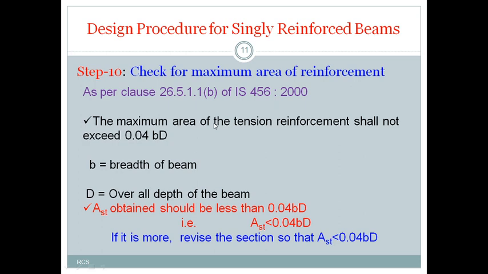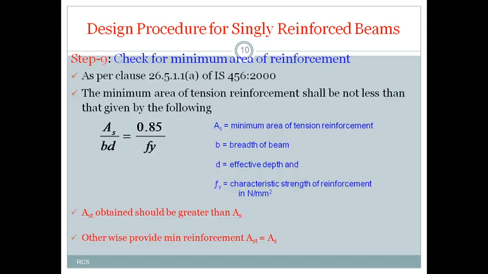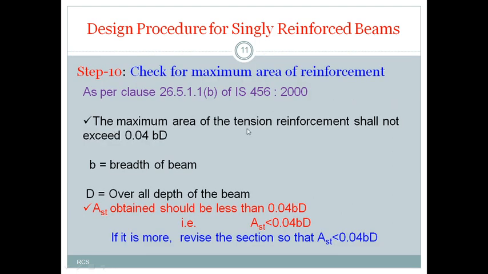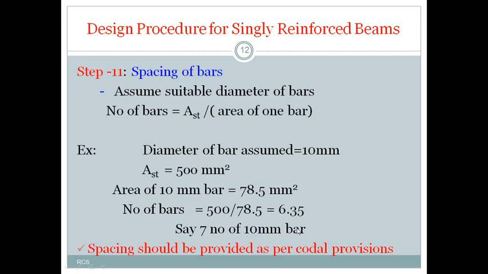Finally, I will summarize the check for minimum area of tension reinforcement and maximum area of tension reinforcement. For the check for minimum area of tension reinforcement, that is AS, the obtained value of AST should be more than this AS, and for the maximum value, the obtained value of AST should be less than 4% of the gross cross-sectional area. Right. Then go for spacing of the bars.